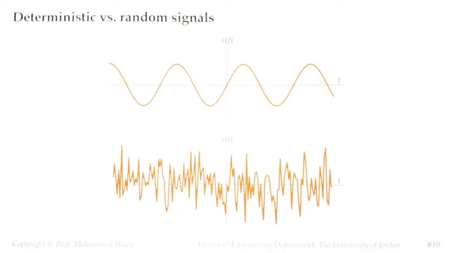I say to you, all right, I'm going to flip a coin. Is it going to be heads or tails? You say, I am not sure. I have to see the experiment first. I have a feeling, maybe 50% chance it will be heads, 50% chance it will be tails. Same thing you can say about this random signal, which represents noise.